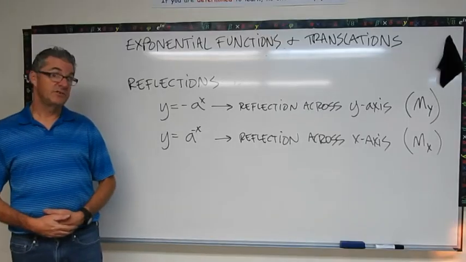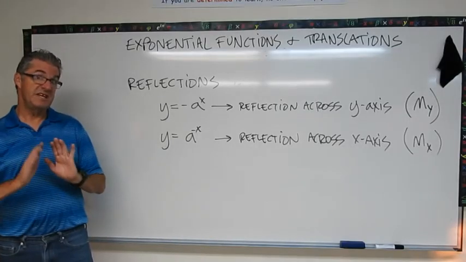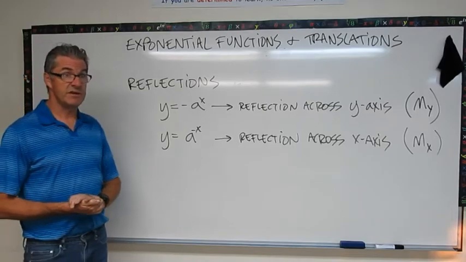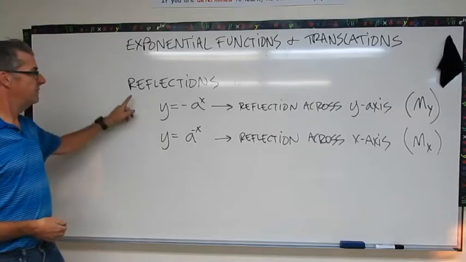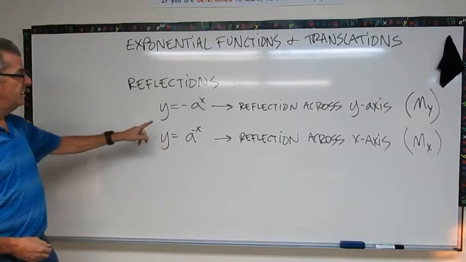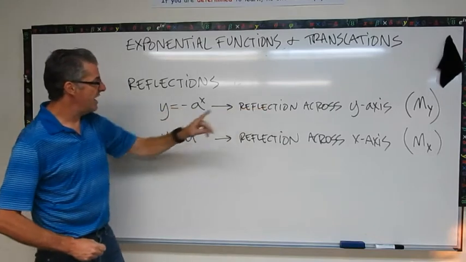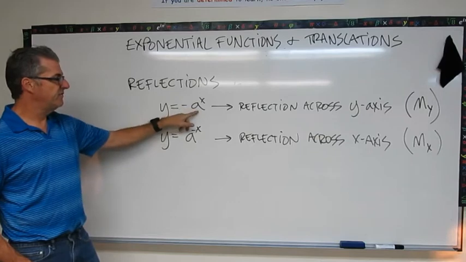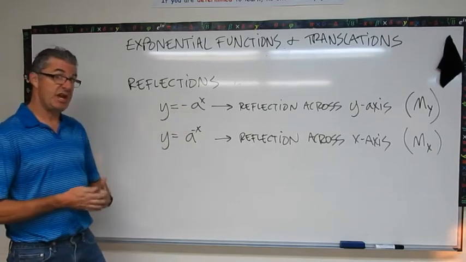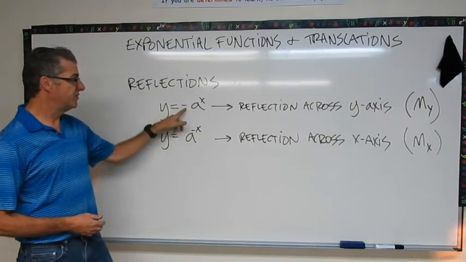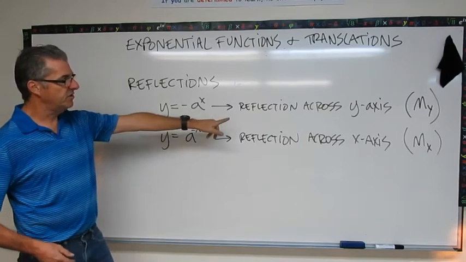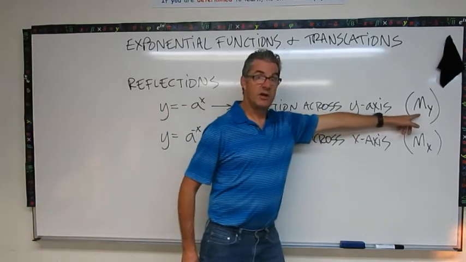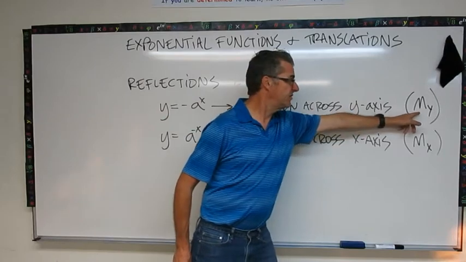Okay, now let's do some reflections. This one is the easiest of the translations that we're going to talk about. Reflections are pretty straightforward. If you want to reflect across the y-axis, you just put a negative in front of the x. Or a better way to say it is you change the sign of whatever's in front of your base on your exponent. So what this does is reflect it across the y-axis. Here's our notation from our reflections section.